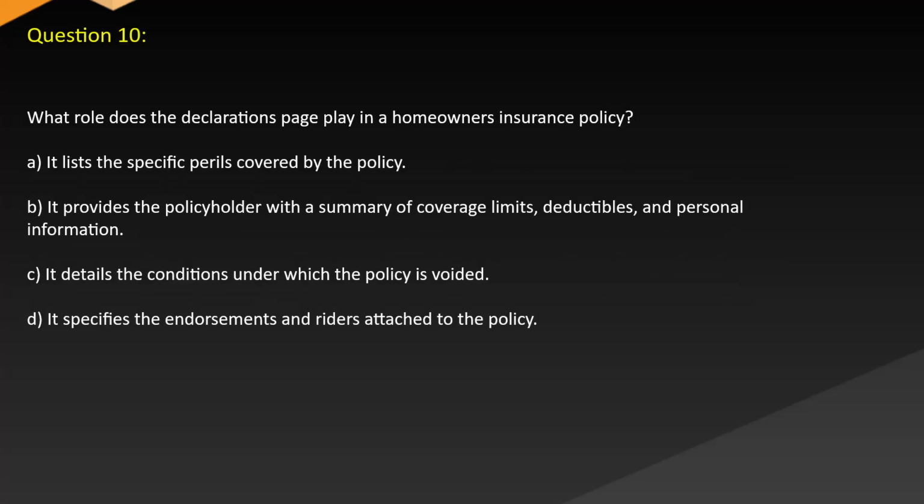Question 10. What role does the declarations page play in a homeowner's insurance policy? A. It lists the specific perils covered by the policy. B. It provides the policyholder with a summary of coverage limits, deductibles, and personal information. C. It details the conditions under which the policy is voided. D. It specifies the endorsements and riders attached to the policy.